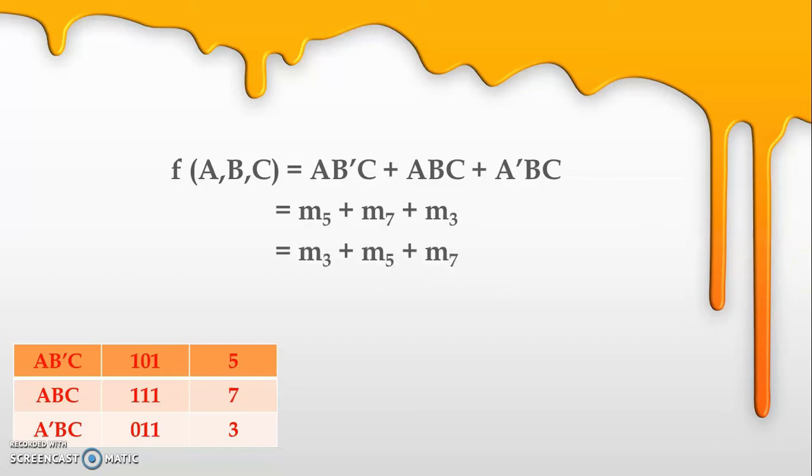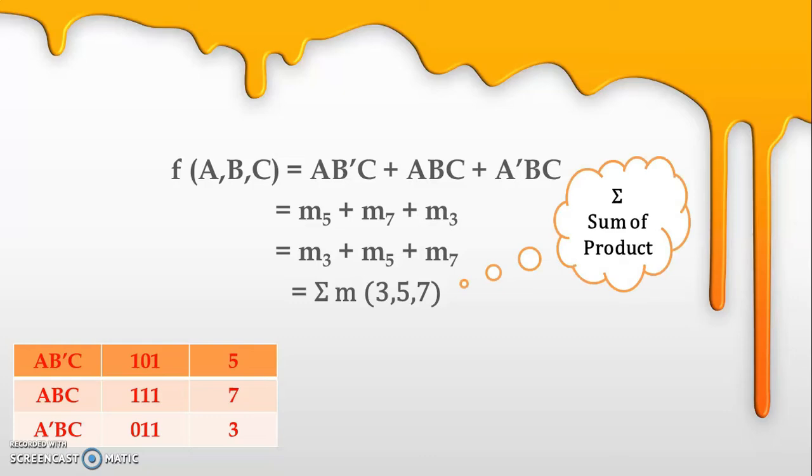If we rearrange, then we can write M3 plus M5 plus M7, and it can be written as sigma M of 3, 5, 7. We have 3 minterms M3, M5 and M7. So we can write 3, 5, 7 where sigma indicates sum of product. Symbol sigma is used in this equation to indicate sum of product terms. This way we can write our Boolean function in terms of minterms.